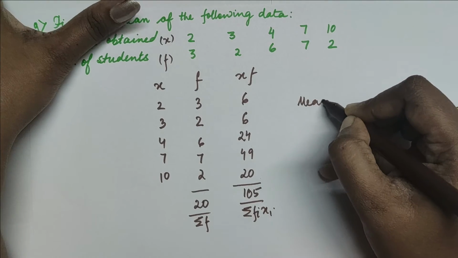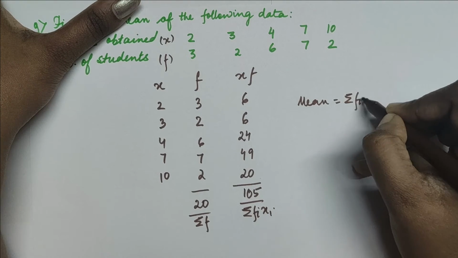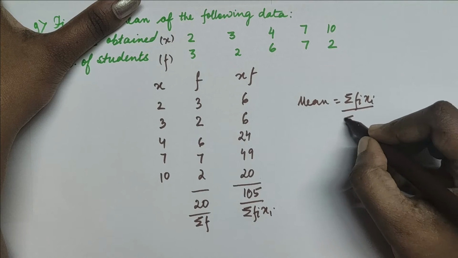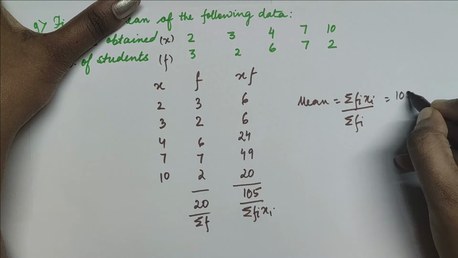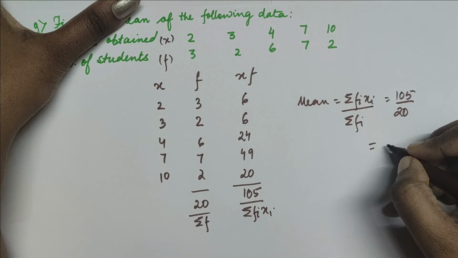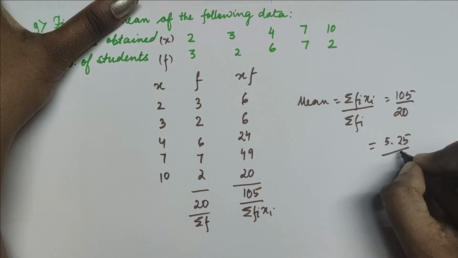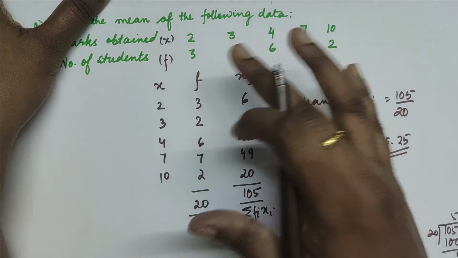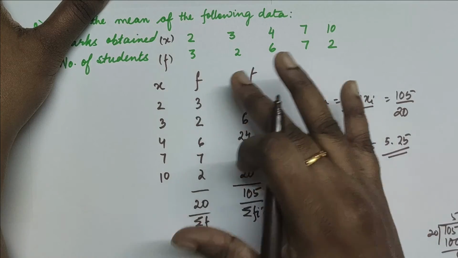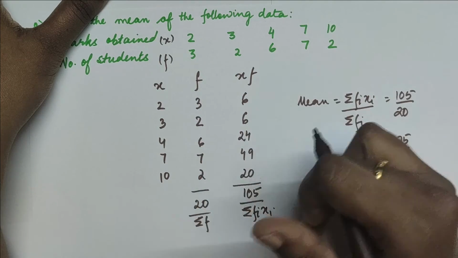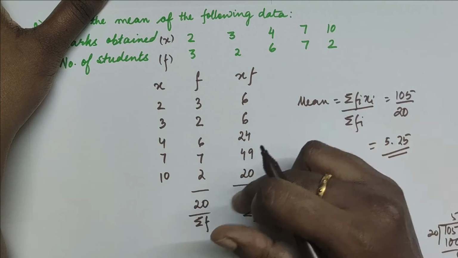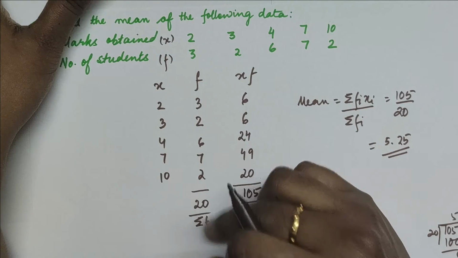So mean for this value is going to be summation of fi xi by summation of fi, that is 100 by 20, that is around 5.25. That's the mean of this group data. So make the table and multiply the value of f and x and divide the total of fx by f.